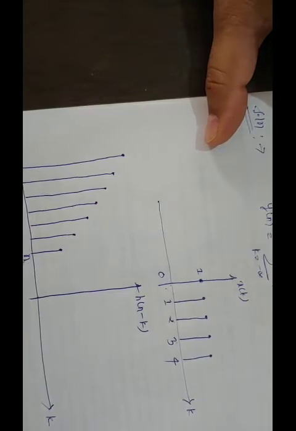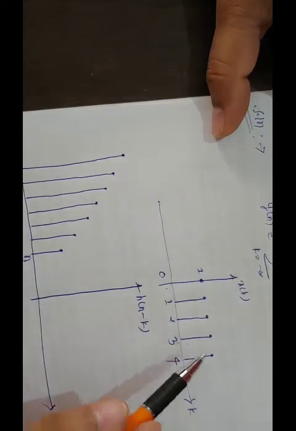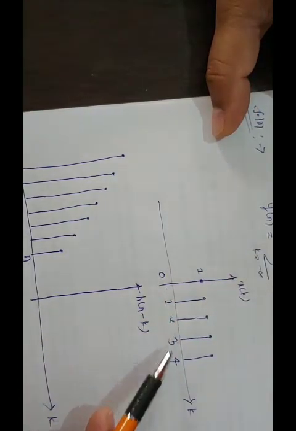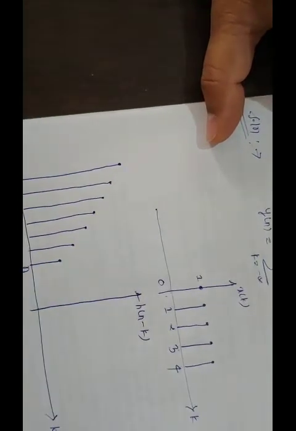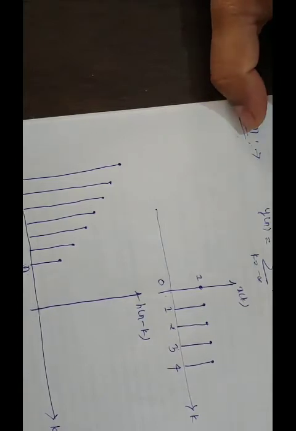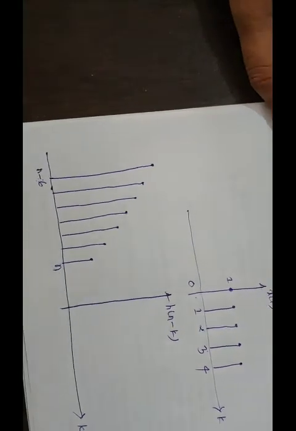Suppose n value equal to 10, the case is different. Suppose n value equal to 5, the value of y of n is different. So that's why we have to consider different conditions, then we have to move this train of impulse for different conditions, then we have to find out the output y of n. So let us solve this problem.